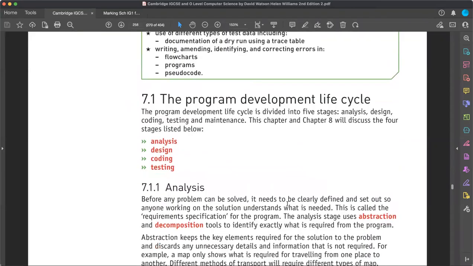So the first question in the quiz is the stages in the program development lifecycle. There are 4 stages. Program development life cycle, PDLC. So the first stage is analysis. The second stage is design. The third stage is coding. And the fourth stage is testing.